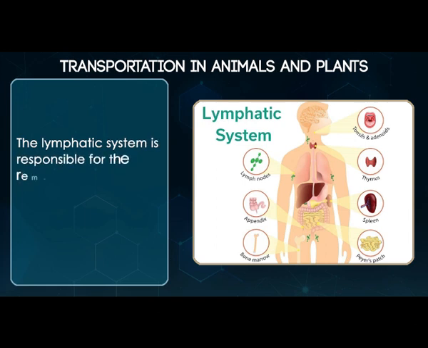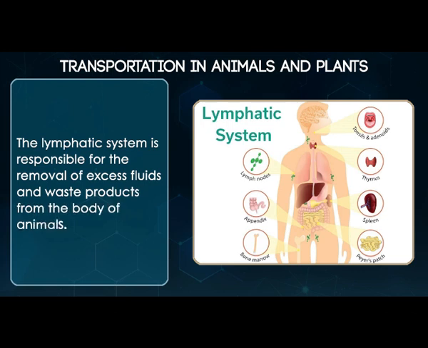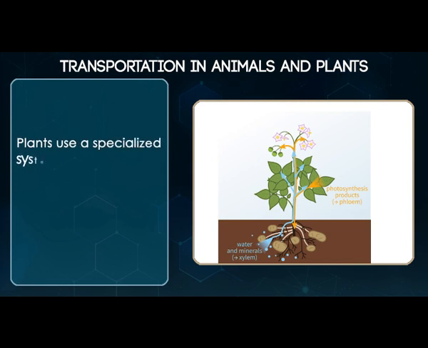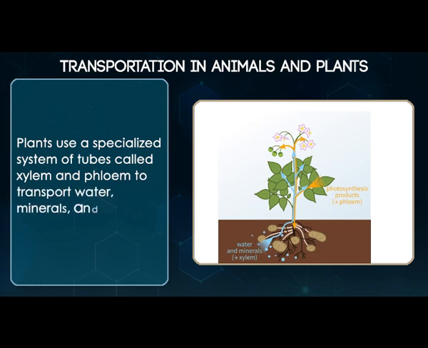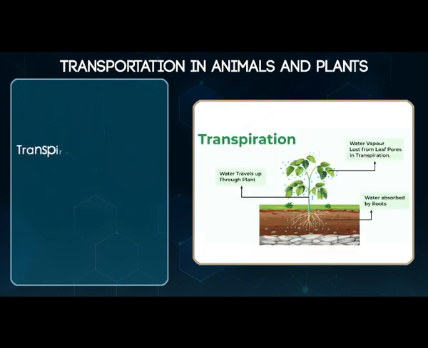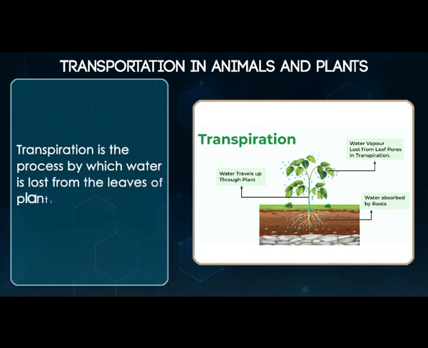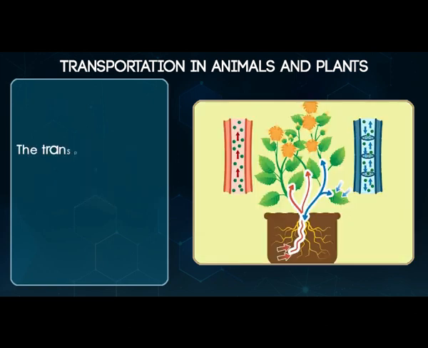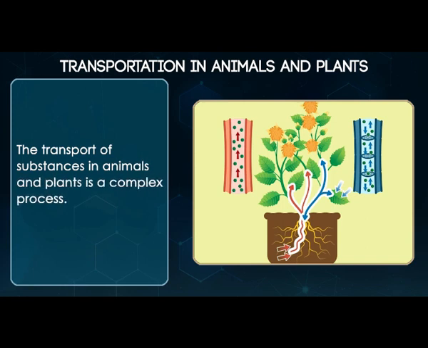The lymphatic system is responsible for the removal of excess fluids and waste products from the body of animals. Plants use a specialized system of tubes called xylem and phloem to transport water, minerals, and nutrients. Transpiration is the process by which water is lost from the leaves of plants through stomata. The transport of substances in animals and plants is a complex process.